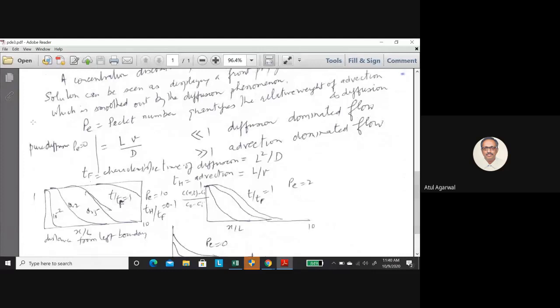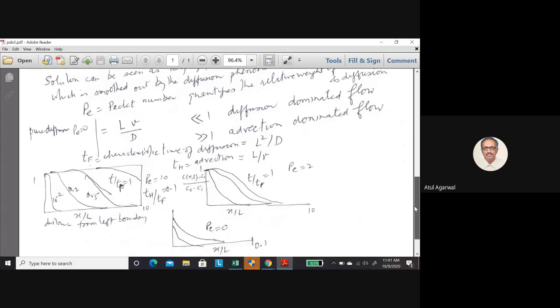Here we define a Peclet number, which quantifies the relative weight of advection and diffusion. If you have pure diffusion, then your Peclet number is 0. If the Peclet number goes to infinity, it is dominated by convection or advection. Much less than 1 is diffusion dominated flow, much greater than 1 is advection dominated flow. There is a characteristic time of diffusion given by L square by D, where L is the characteristic length and D is the diffusion coefficient. Similarly, the characteristic time of advection is given by length upon velocity.